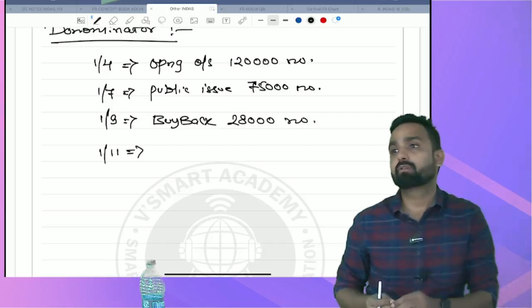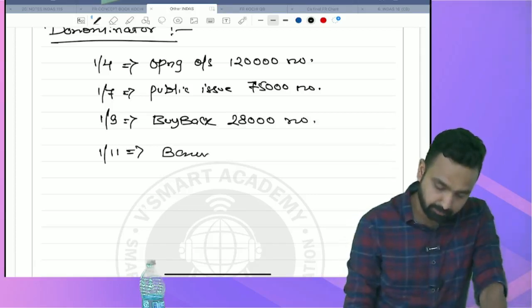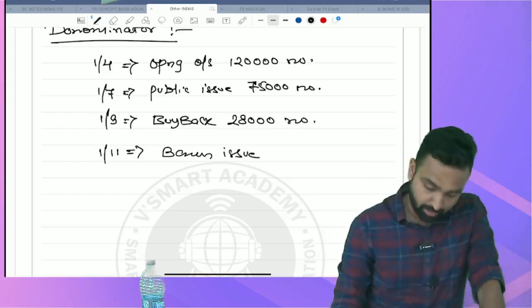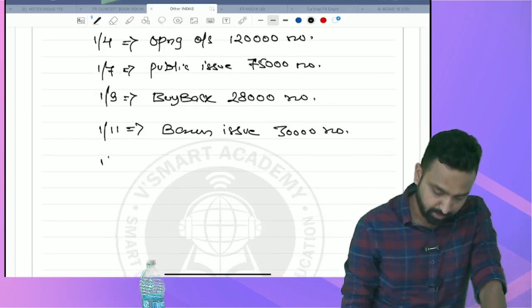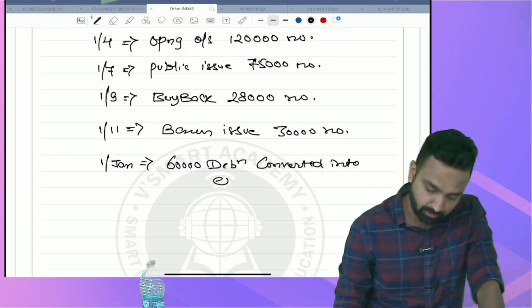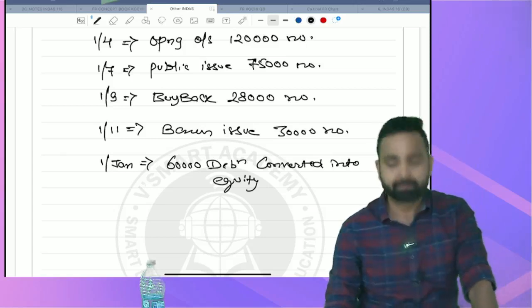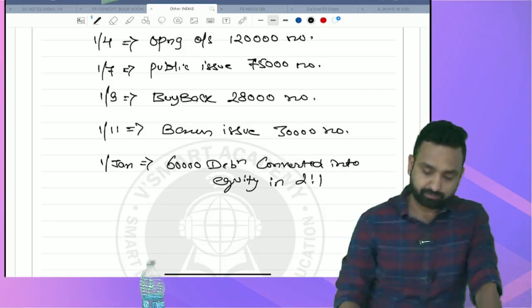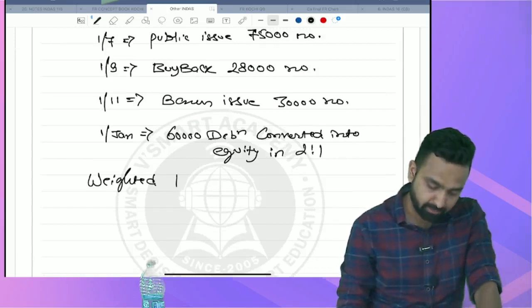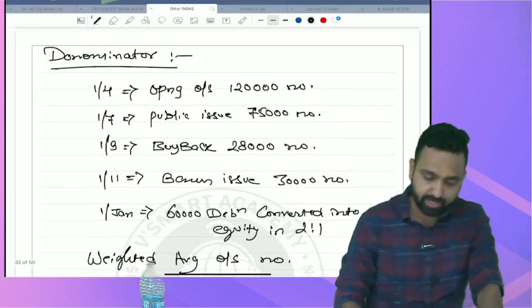1st November the bonus issue of 30,000 numbers. 1st January 60,000 debentures converted into equity in 2:1. How can you calculate the weighted average outstanding number? Can you please calculate it?